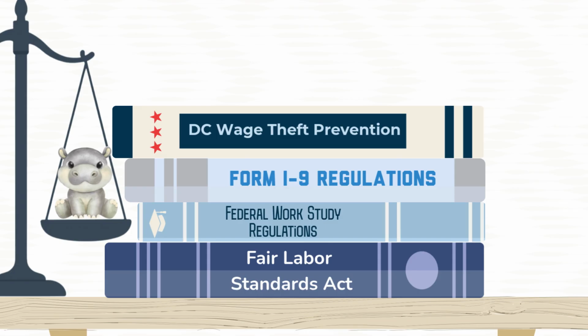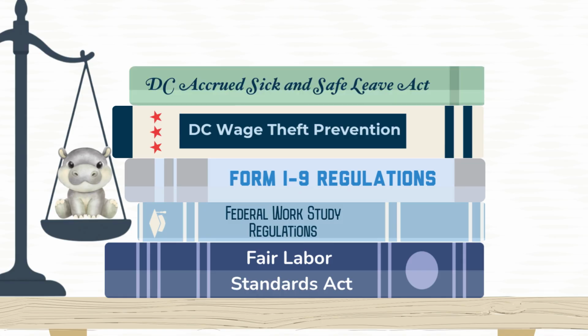Additionally, we are legally required to record the precise time worked for the employee. To comply, students must clock in and out using the university's time reporting system. To ensure they are paid on time, the department's timekeeper must approve their hours by the biweekly deadline listed on the payroll services calendar. The DC Accrued Sick and Safe Leave Act is a complicated and very nuanced law.